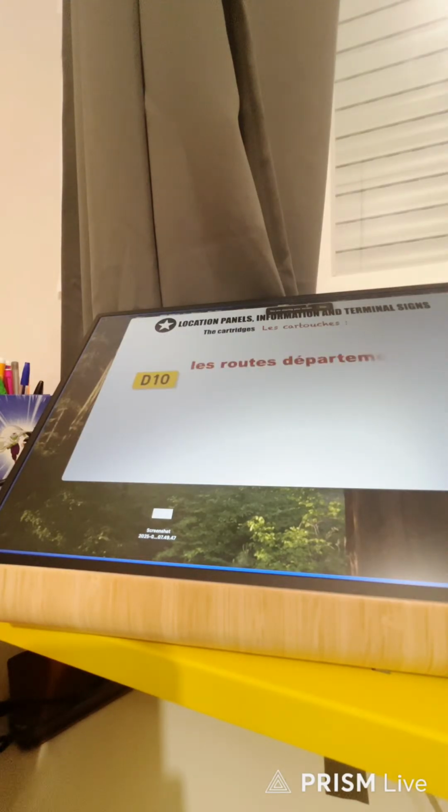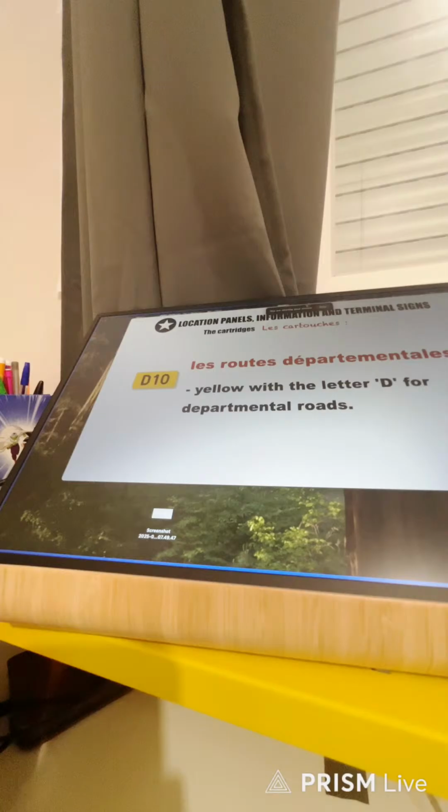Then the last one is called the route départementale. So this one is yellow with letter D. D stands for department. Finish. So this is something that you should watch. You should know very, very well. It's very important. So let's wait for somebody that is writing so I can continue.